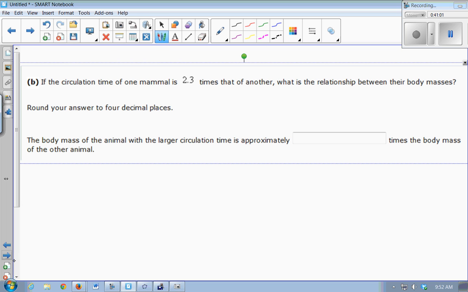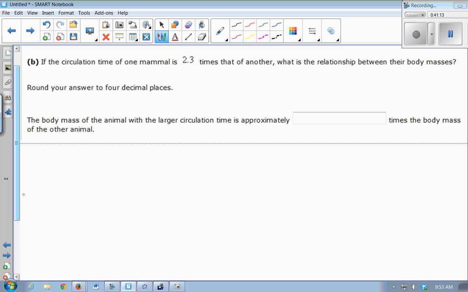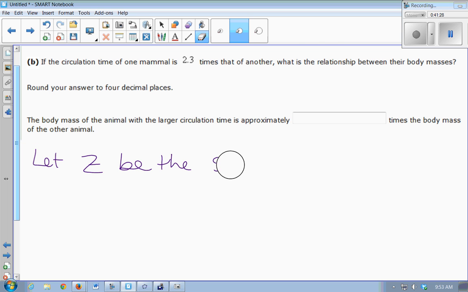And then for part B, if the circulation time is 2.3 times that of another, what is the relationship between their body masses? Okay, so let's let, I don't know, Z be the slower circulation time. Sorry.